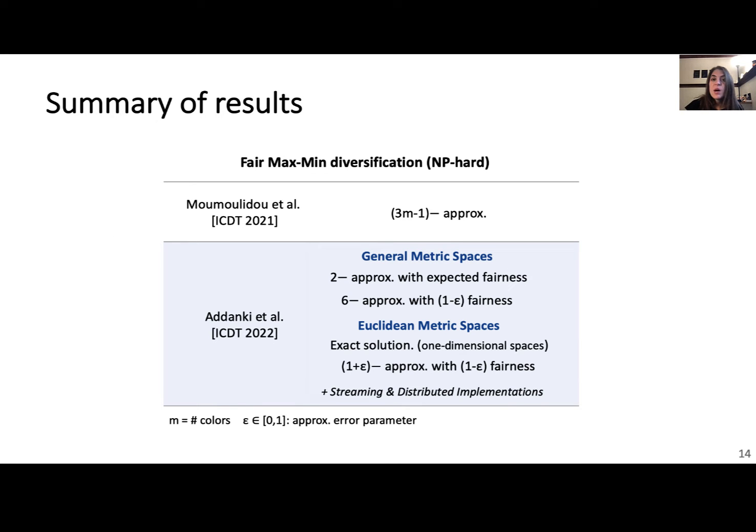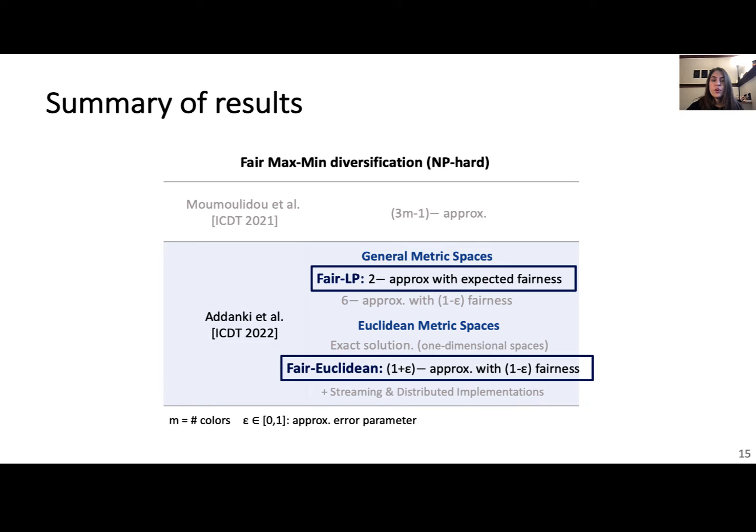Let me now show you a brief summary of our results. We offer the first bi-criteria approximation algorithms for Fermat's mean for general metric spaces. We then show that in Euclidean metric spaces, it is possible to strengthen the approximation guarantees, while we discuss streaming and distributed implementations of our approaches. In this talk, we will focus on two of our algorithms, both of which are randomized. We will first talk about FairLP, that offers the best approximation guarantees one can hope for diversity, but only satisfies fairness in expectation. We will then talk about Fair Euclidean, that offers a 1 plus epsilon guarantee for diversity, while throwing away at most epsilon% of points from each color.